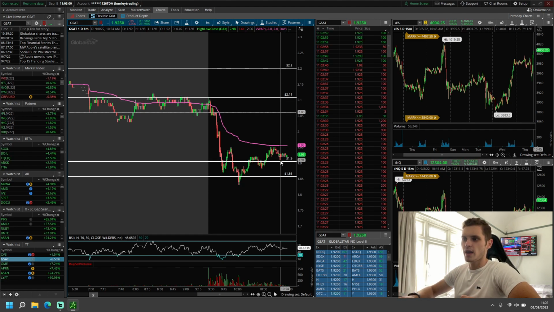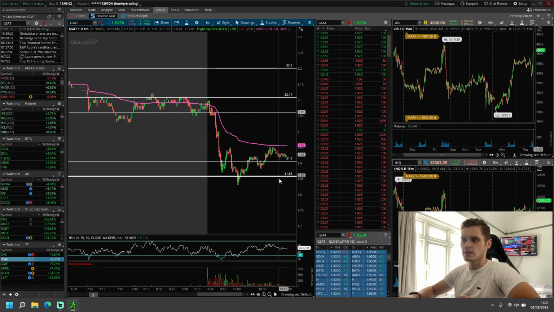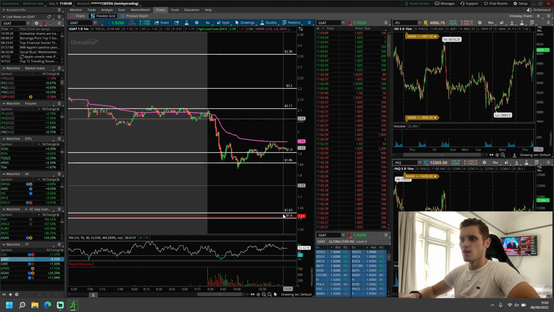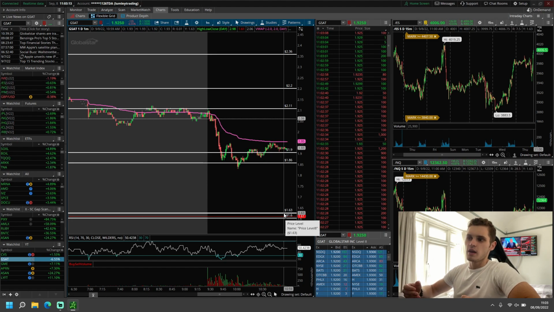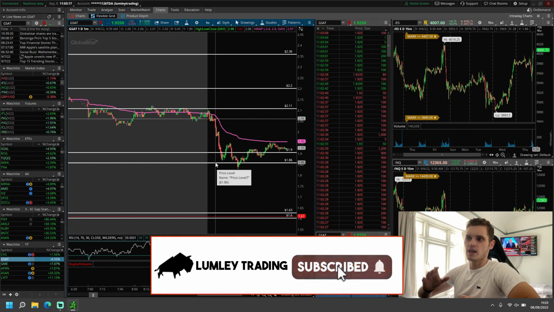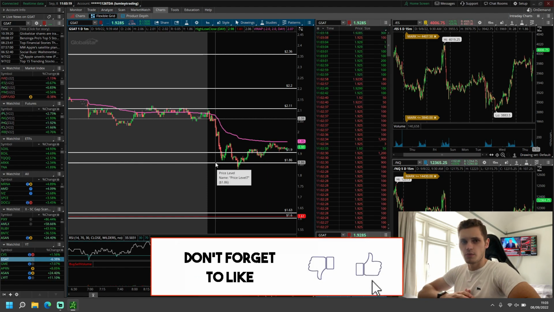Otherwise, if we fail back through the $1.90 and back through the $1.85, we want to see a break below, a retest of $1.85, and if we see selling pressure come in, we can expect a push all the way down to $1.63. Because these levels are close together, it makes it a bit easier to predict where it's going to go.